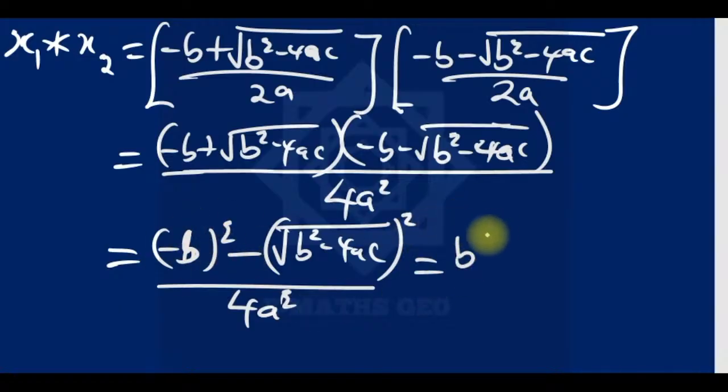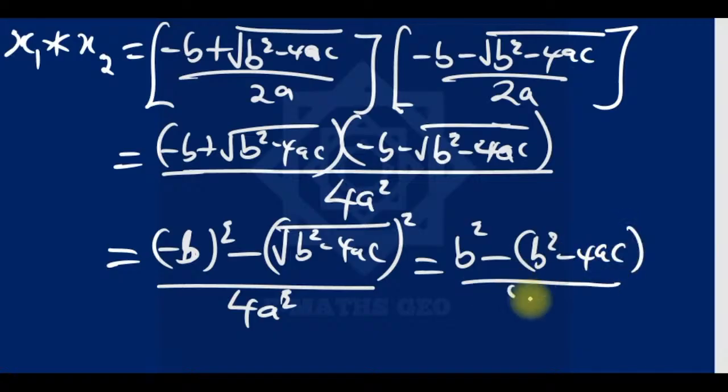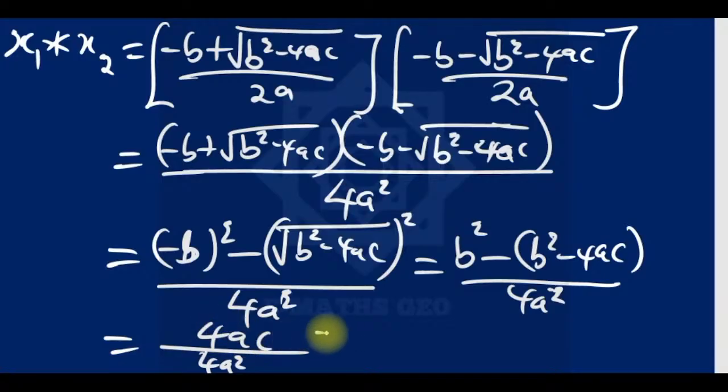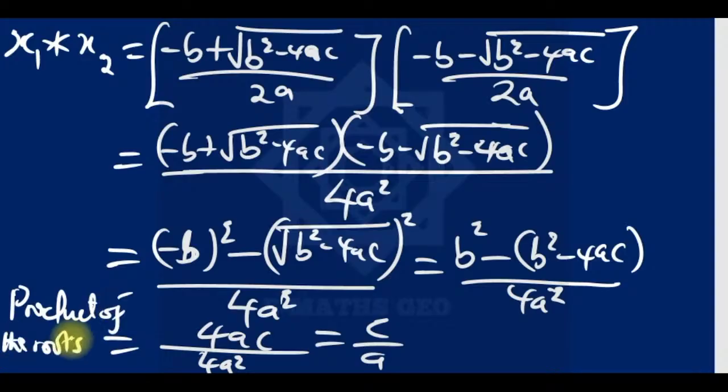So minus b squared, and b squared minus the square root of the square. So we have minus b squared minus 4ac over 4a squared. So we have this 4a squared. b squared minus b squared is 0. So we are left with plus 4ac over 4a squared, which is c over a. So what do you notice? The product of the roots is now just the constant over the coefficient of x squared.